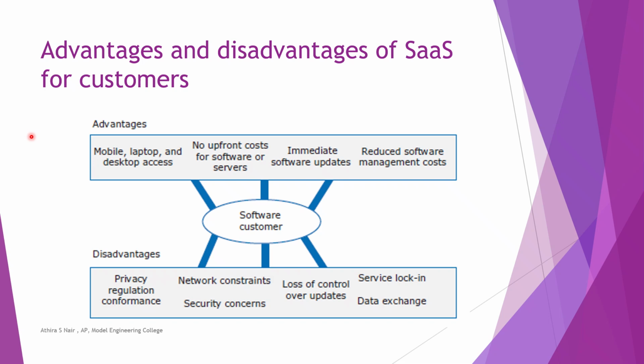The universal use of mobile devices means that customers want to access software from these devices as well as desktop and laptop. So delivering SaaS means that customers can access the software from any platform at any time.